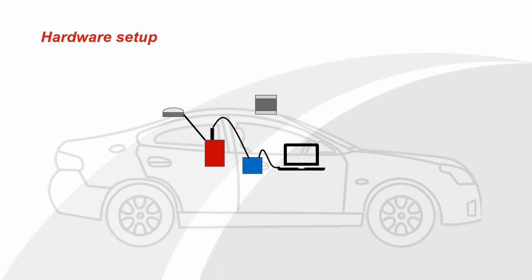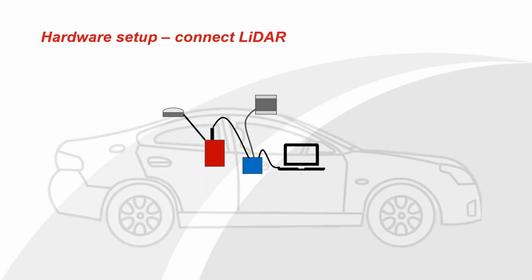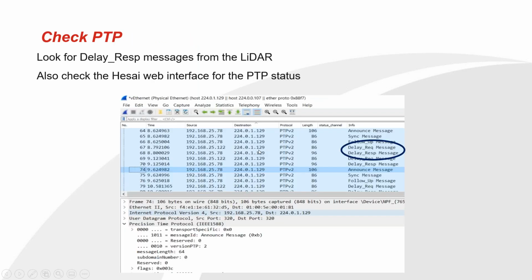So next, we'll just be setting up the hardware. So making sure that your GNSS antenna is connected, and then you're connected to the PC. And to start off with, I don't recommend connecting the LiDAR straight away, just to avoid that issue of the LiDAR being stuck in 1970. So I actually do the initialization and warm up of the INS first, before actually connecting the LiDAR to the network switch.